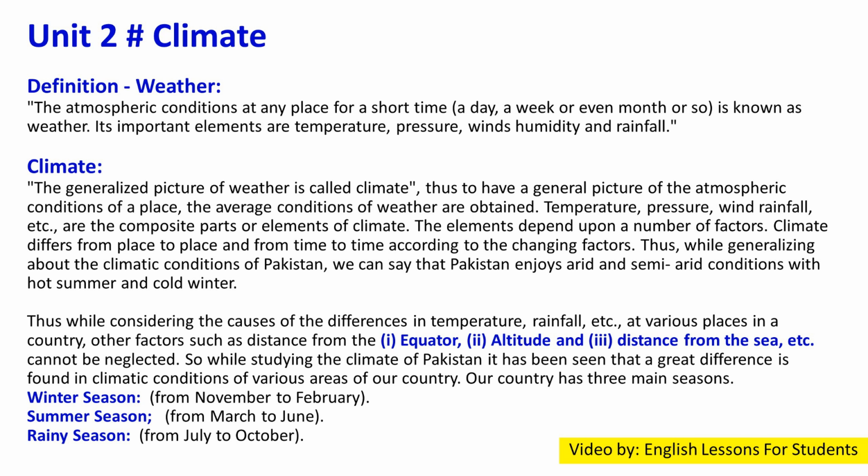Climate. The generalized picture of weather is called climate. Thus, to have a general picture of the atmospheric conditions of a place, the average conditions of weather are obtained. Temperature, pressure, wind, rainfall, etc. are the composite parts or elements of climate. The elements depend upon a number of factors. Climate differs from place to place and from time to time according to the changing factors.